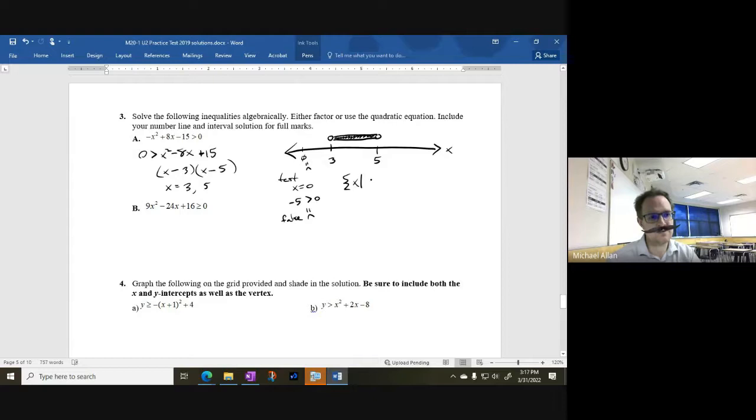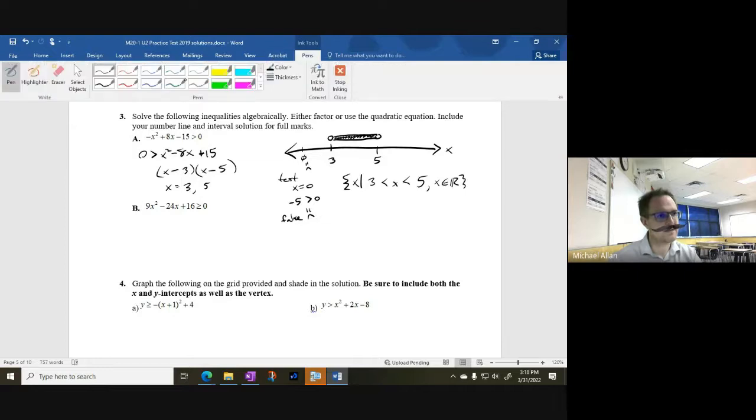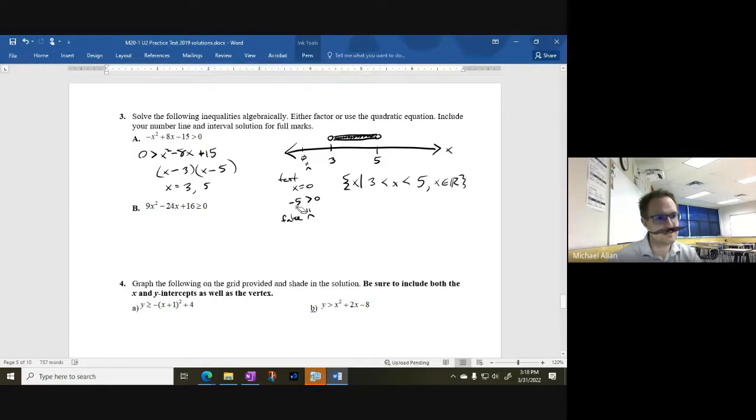So it's in between these two values. I got 3 and 5, and my x is in between the two. That's how I represent that solution. It seems like my verification went into the other question, so I'm going to have to erase this little sad face here instead.